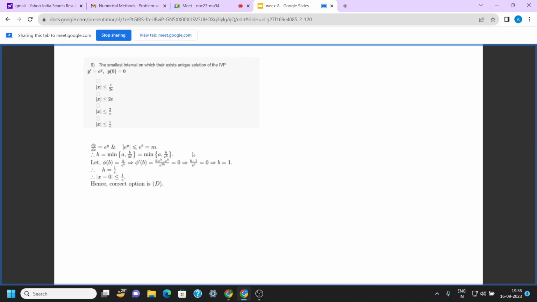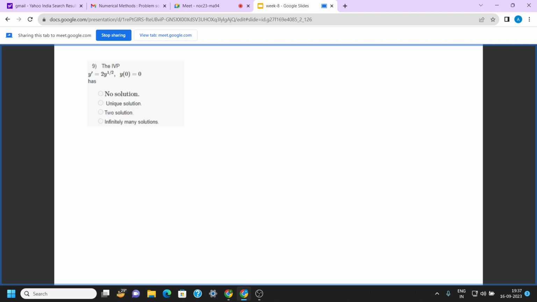Therefore you substitute 1 here, so you will get 1 upon e. Now which is minimum among a and 1 upon e? For that we will equate a to whatever value you have got here, so it is again 1 upon e. So the minimum will be 1 upon e. Okay, so h is 1 upon e. So the bound, x minus 0, will be the smallest interval on which the unique solution exists. That will be modulus of x minus 0 less than or equal to 1 by e. Fine, so option D is correct. Okay.